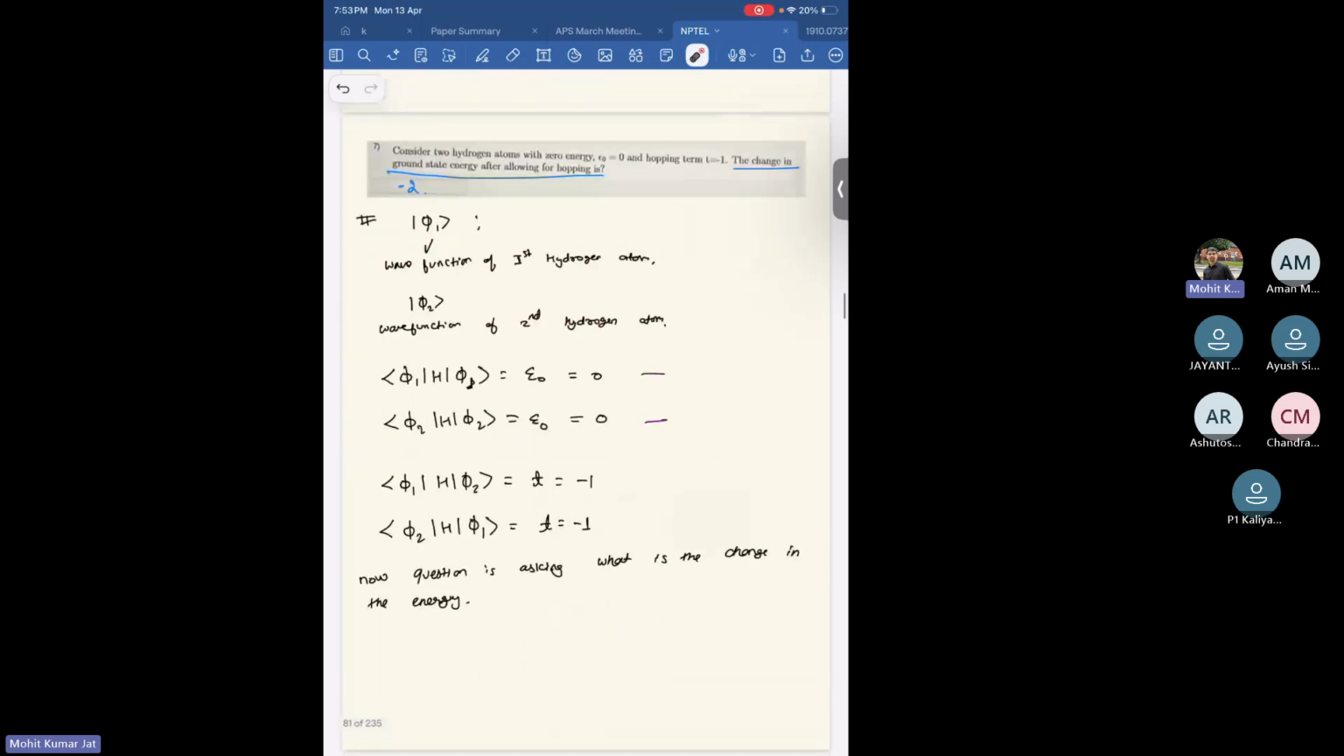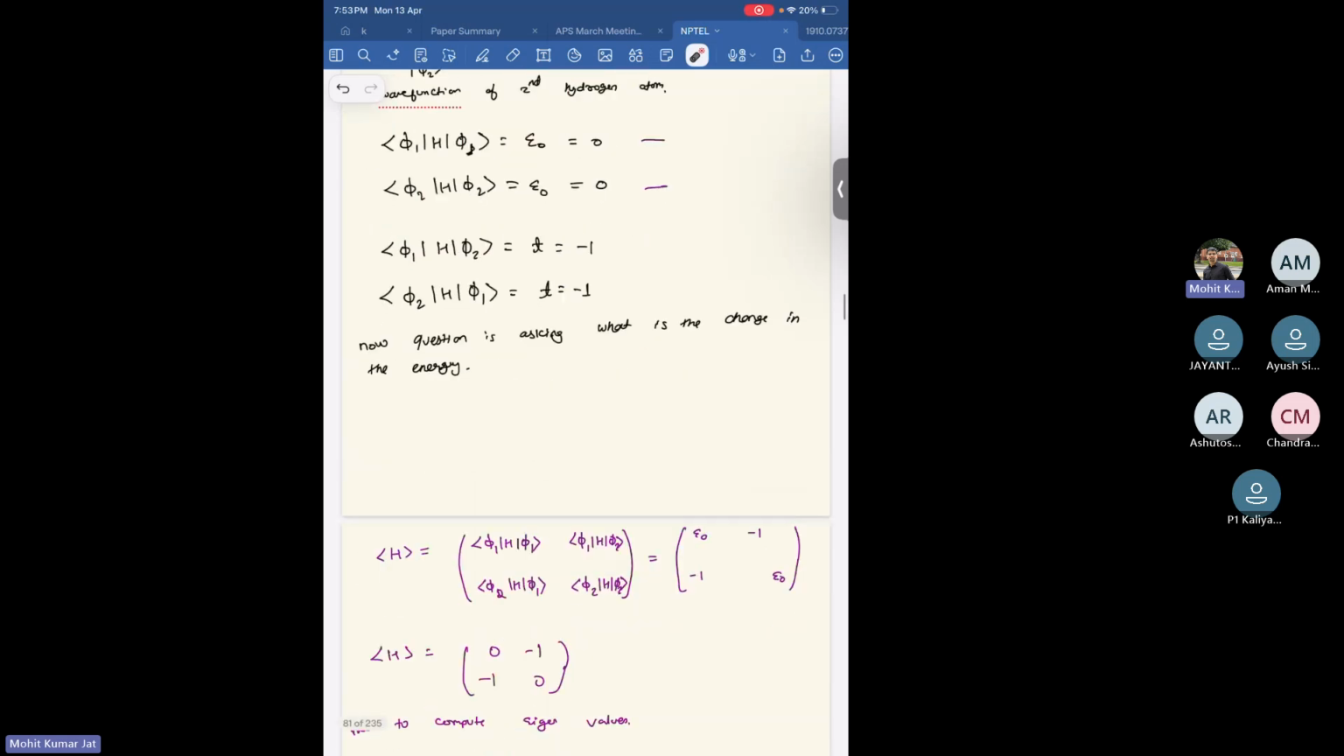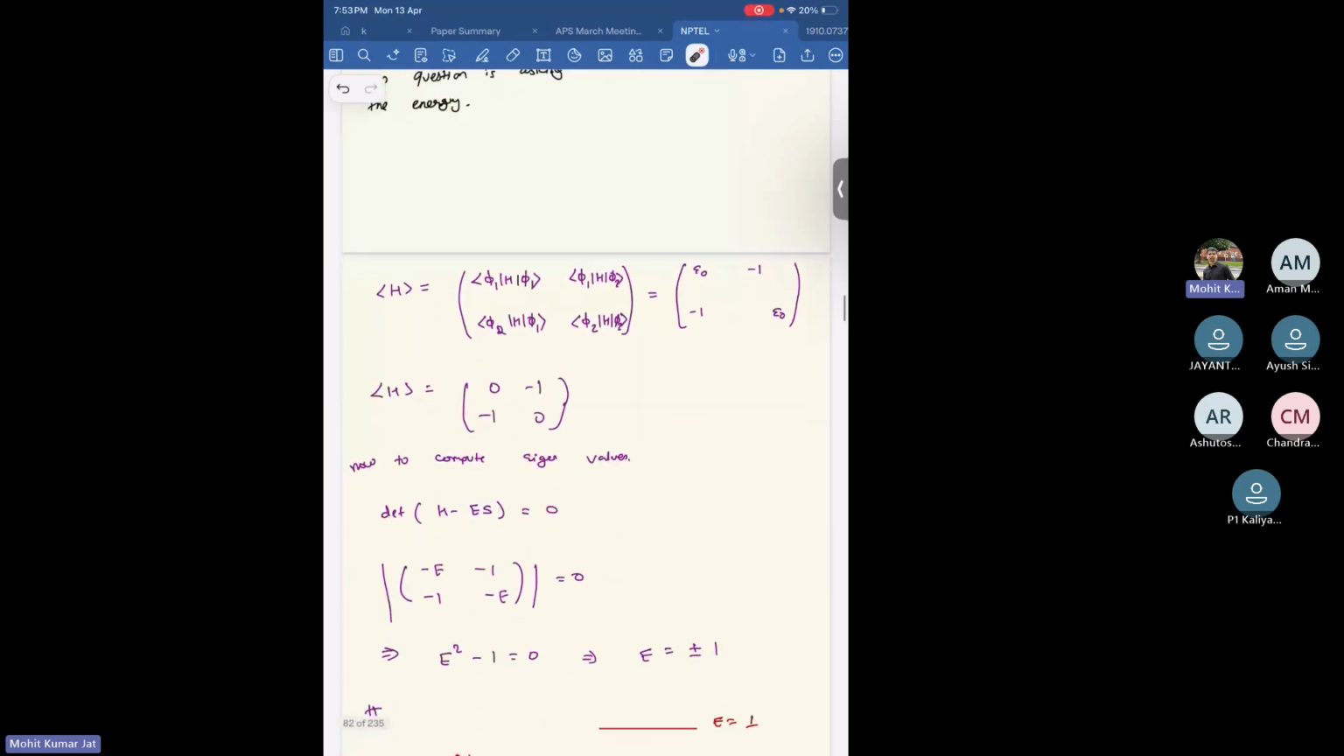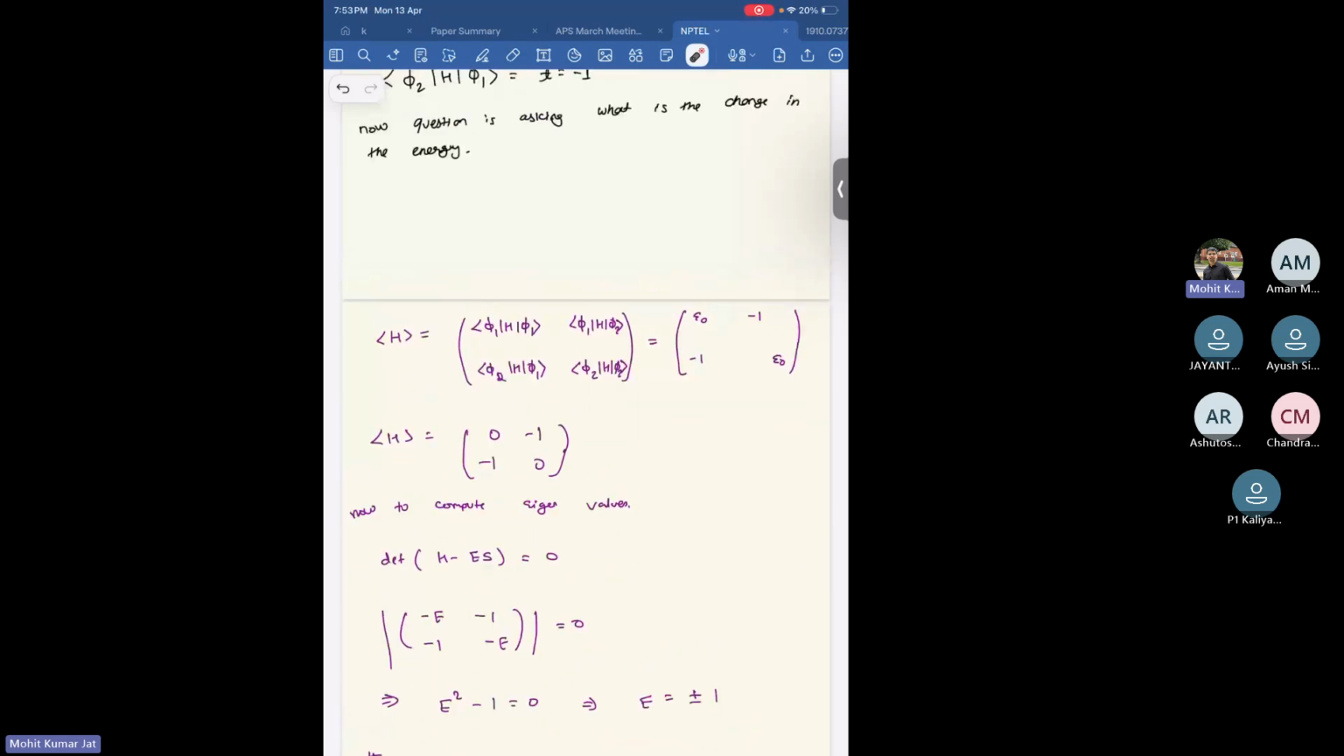Yeah, that's what it means. And then consider 2 hydrogen atoms with 0 energy and hopping terms 1. The change in ground state energy after allowing for hopping is... So this is essentially about the hopping parameter. So psi1 will be as this is the ground state energy of individual atoms, and if this is the hopping energy -1, right? That's what it means. This factor is -1. If this is so, then we determine the eigenvalues.